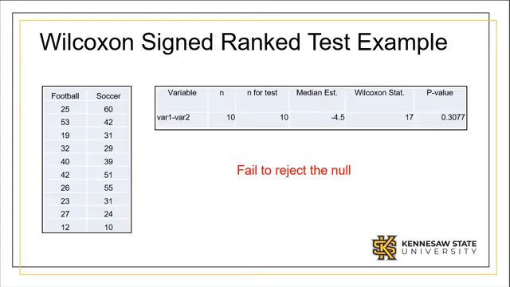Consider this example. Suppose we look at penalties between a Little League football team and a Little League soccer team. The rows of data are paired by year. We wish to determine if there is a difference in penalties for football and soccer. We calculate the Wilcoxon statistic to be 17. The corresponding p-value is 0.3077. Therefore, we fail to reject the null. There is no difference in the penalties between football and soccer.